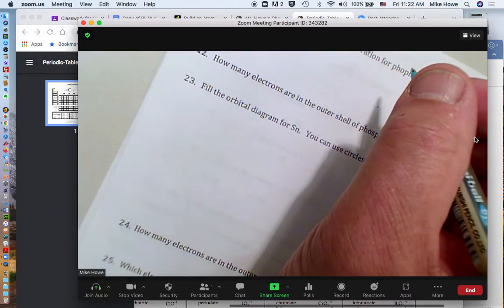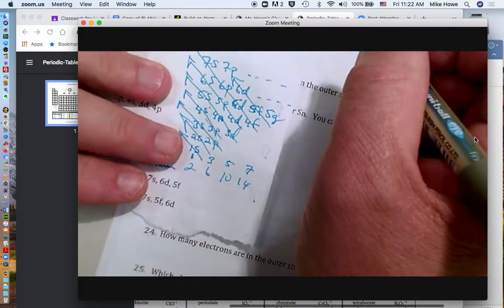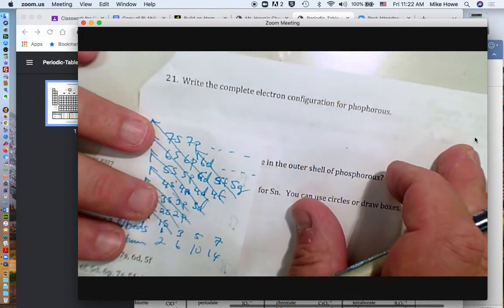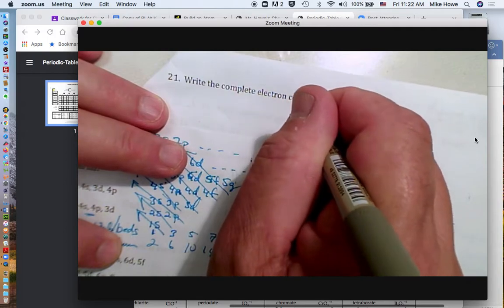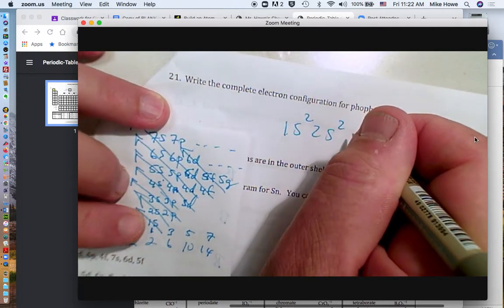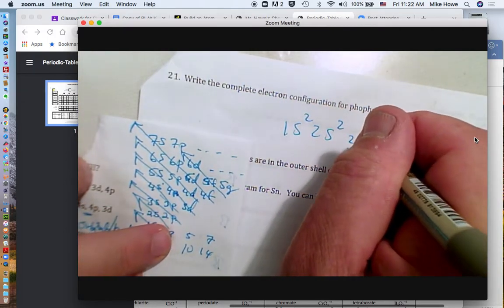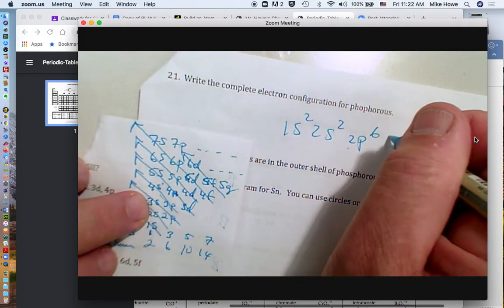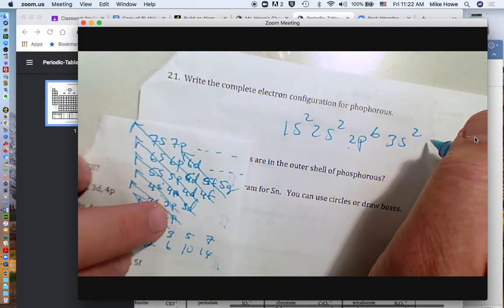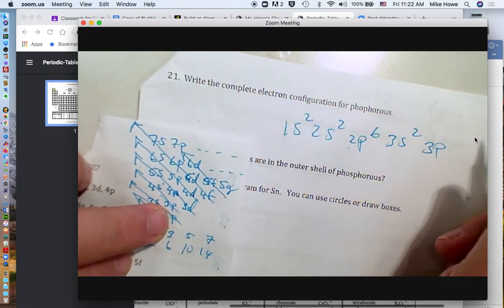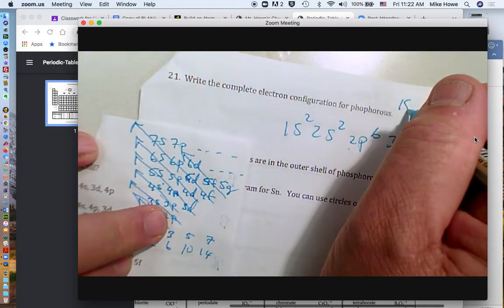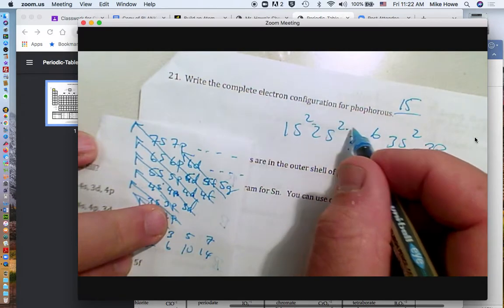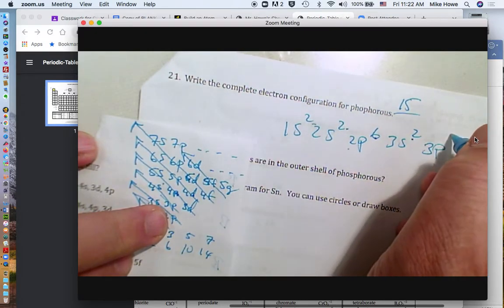So here's my diagonal rule. So the first thing to fill in for phosphorus, for any atom, is 1s, and a 1s holds 2 electrons. Then 2s holds 2 electrons. Then 2p holds 6 electrons. Then 3s holds 2 electrons. And then 3p could hold 6, but phosphorus only had 15 electrons, remember? So 2 plus 2 plus 6 is 10, plus 2 is 12, so I need 3 more there.